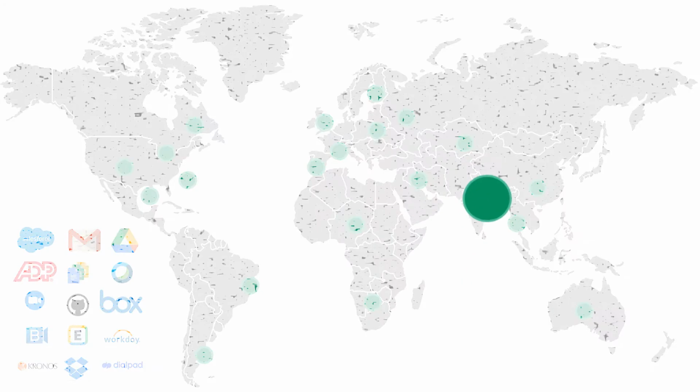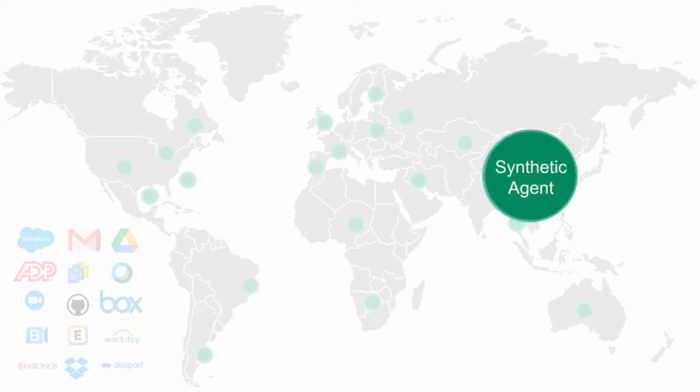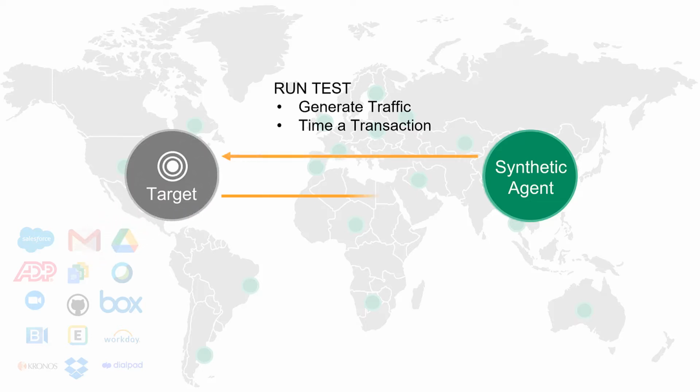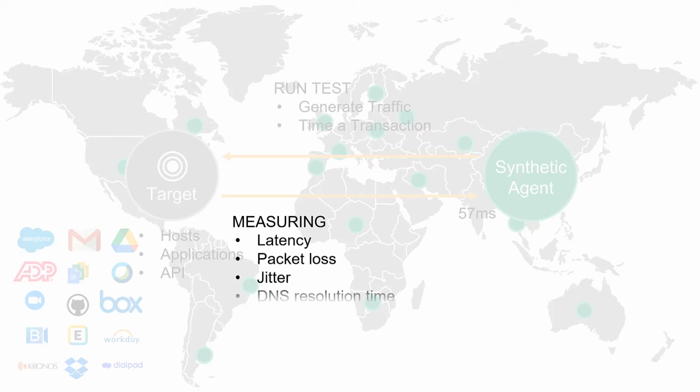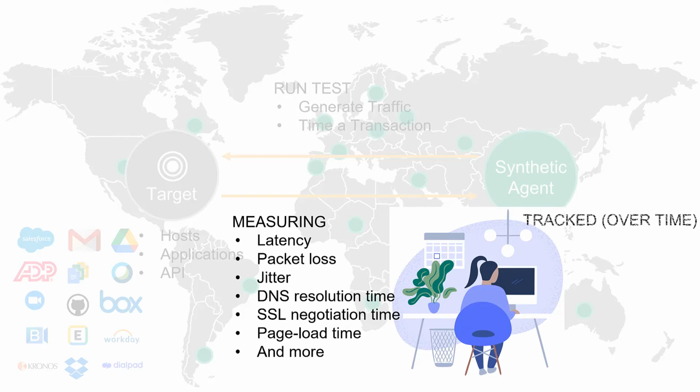A synthetic agent can be used to run a test that will, for example, generate traffic or time a transaction against just about any target at regular intervals. Targets can include hosts, applications, or even APIs. And this can be performed down to every second if necessary. And what are they measuring? Things like latency, packet loss, jitter, DNS resolution time, SSL negotiation time, page load time, and more. These details are all tracked over time and provide trends on availability, uptime, spikes, and more.